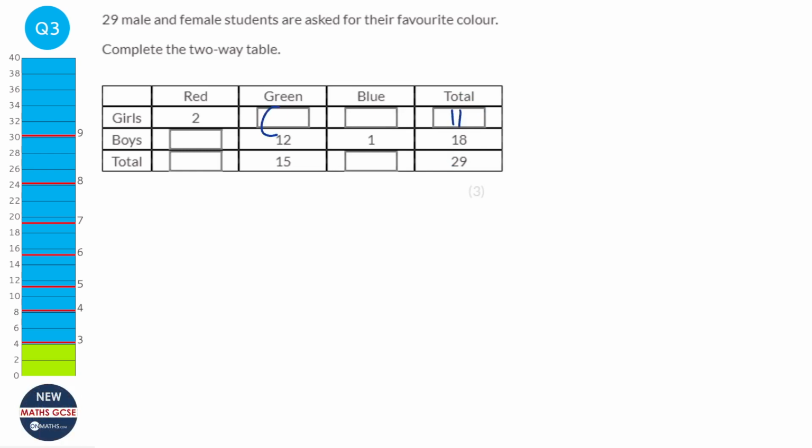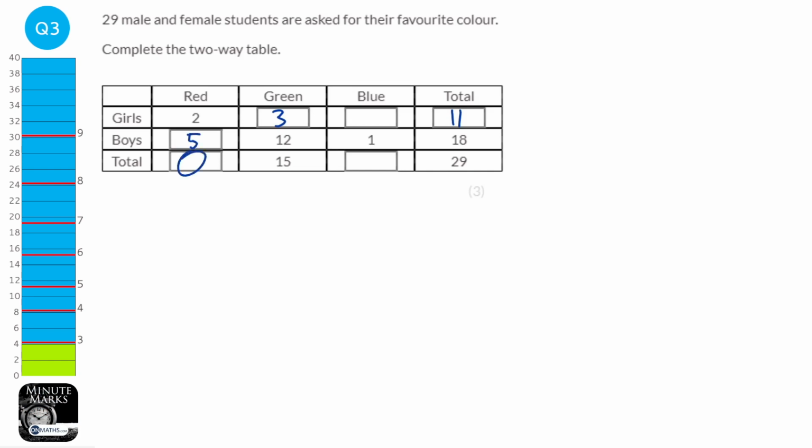Next one I'm going to fill out is this one. Notice that the total for the green is 15, total for the boys who picked green is 12, and therefore for the girls it's going to be 3. Then looking around, what's the next thing that we can fill out? We can fill out this one because the total for the boys is 18, green is 12, blue is 1, therefore we've got 5 left over.